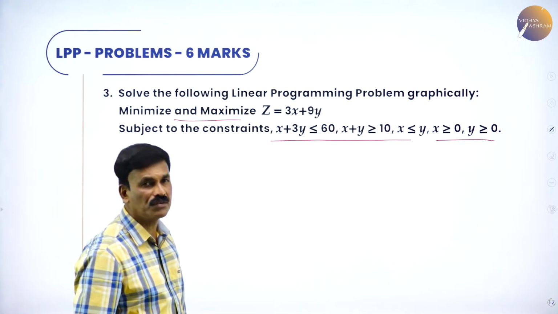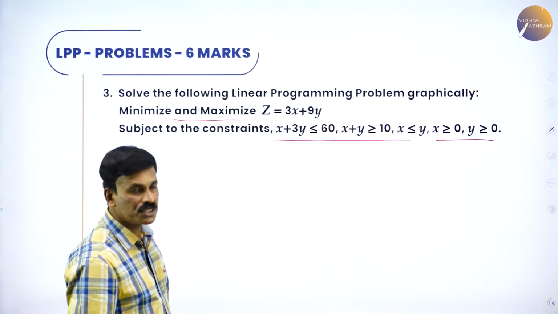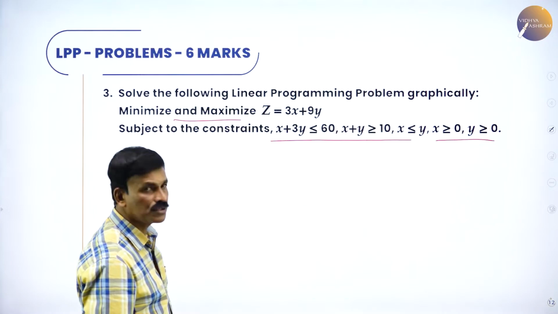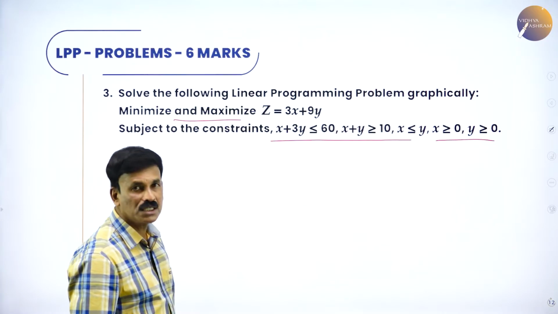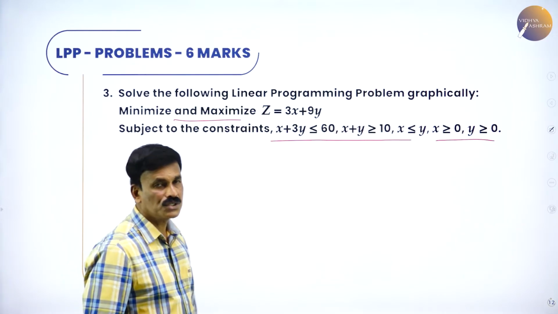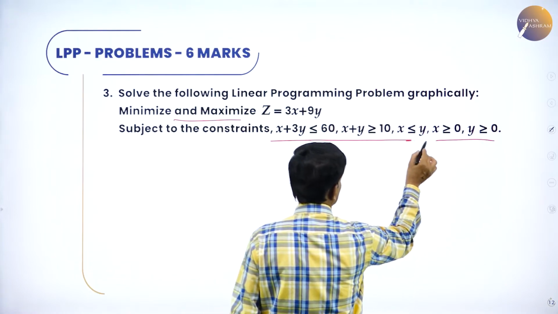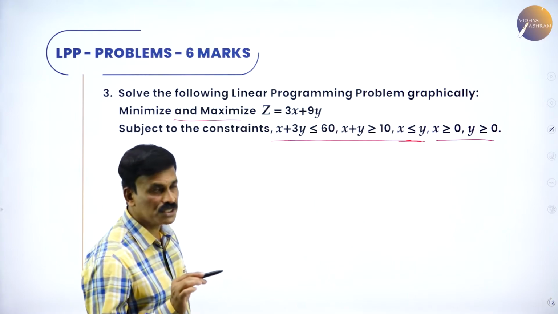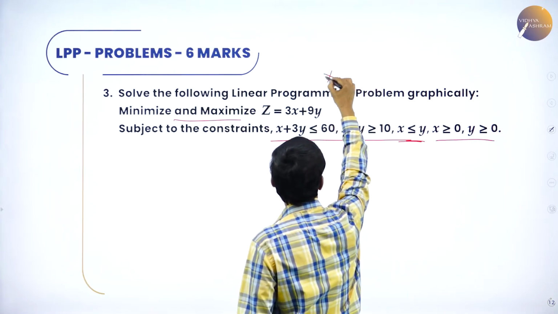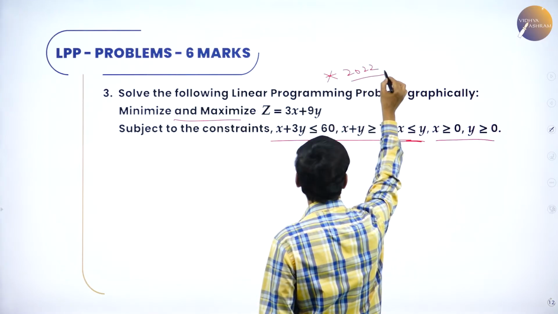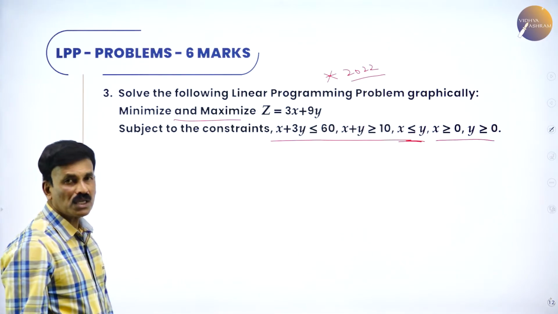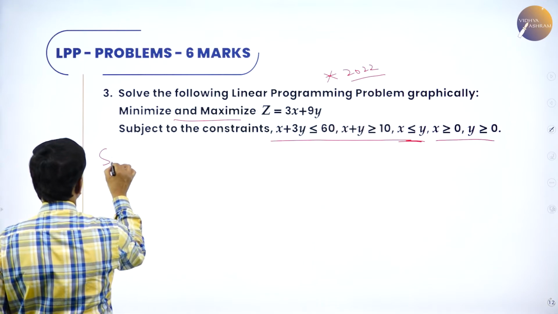So here there are three equations. First equation, x plus 3y less than or equal to 60. Second, x plus y greater than or equal to 10. And the third equation is x is less than or equal to y. So this is also an equation. Usually the students will get confused. So here there are three equations. This is a very, very important problem for the 2022 examination. I may expect this type of problem for 6 marks. Now let us come to the solution.